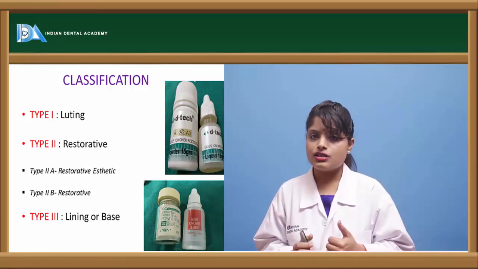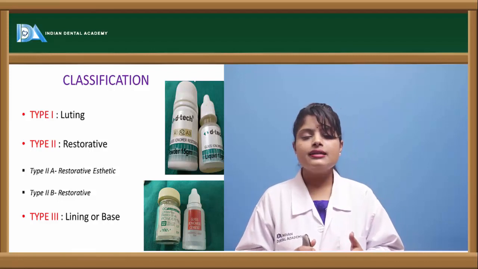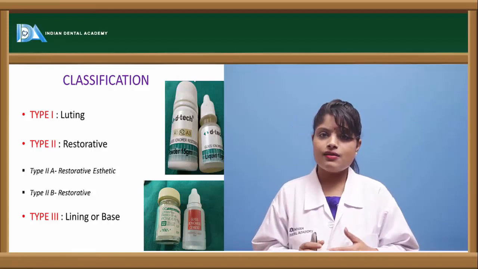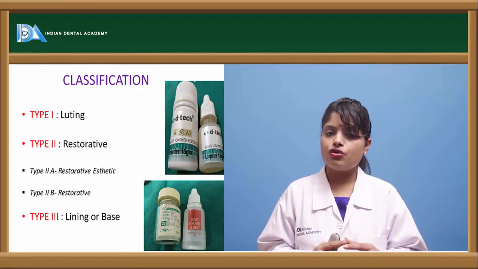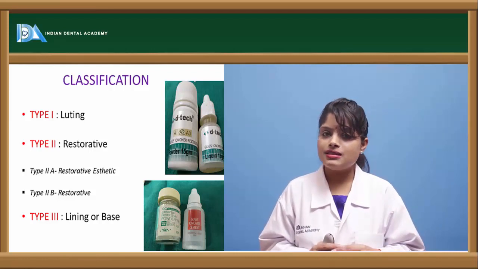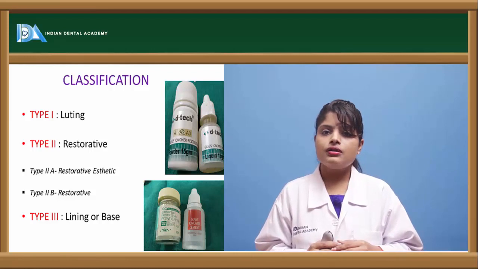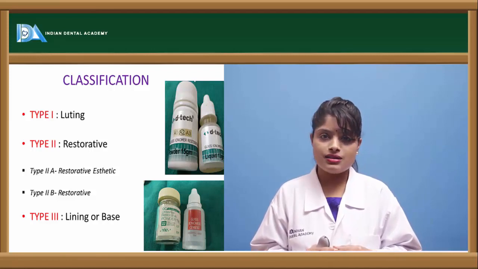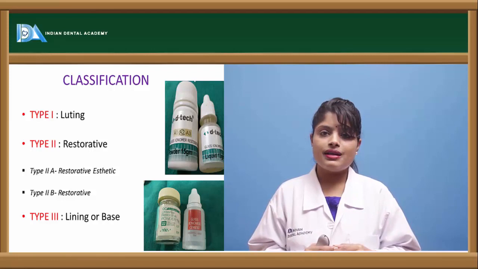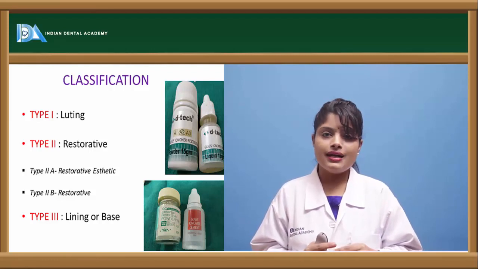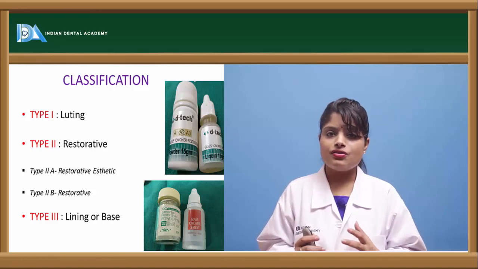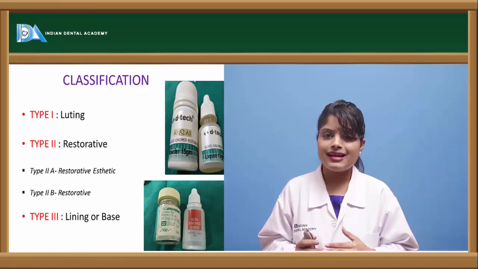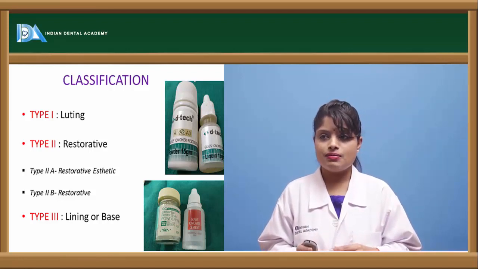Again, in this, type 1 is luting, type 2 is filling, type 3 is liners and bases, type 4 is for core and build-ups, type 5 is for orthodontic brackets, type 6 is for light cured glass ionomer cement, type 7 is a pit and fissure sealant, type 8 is for geriatric use, and type 9 is for pediatric use. Type 8 is also known as the light cured glass ionomer cement.